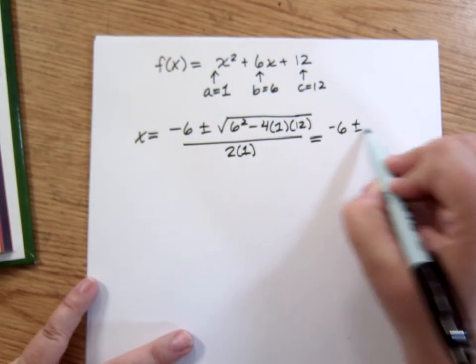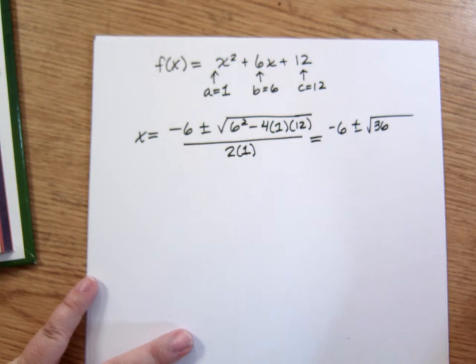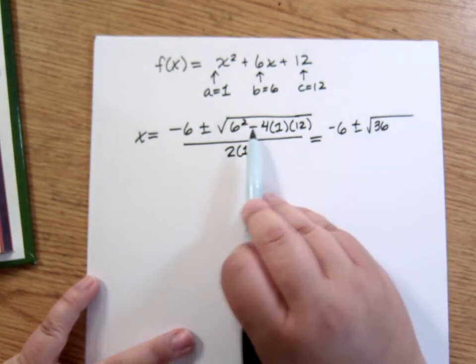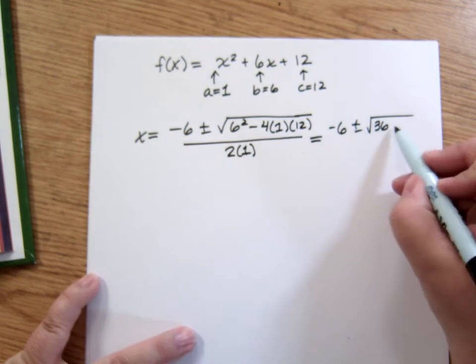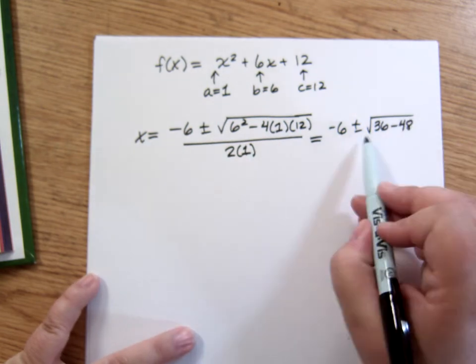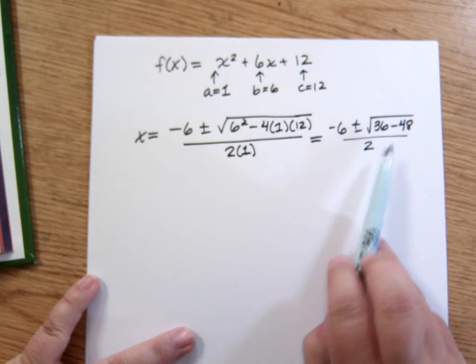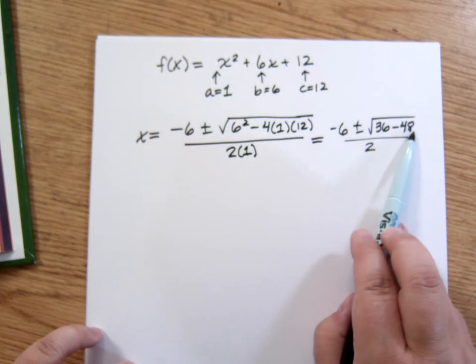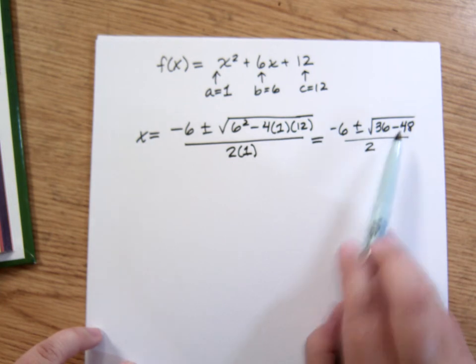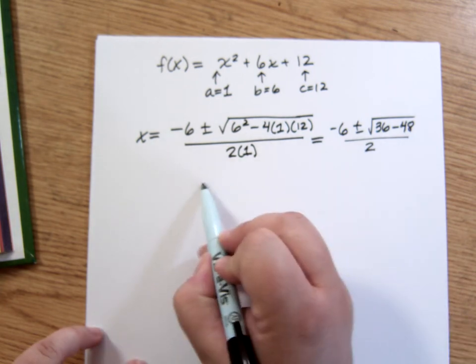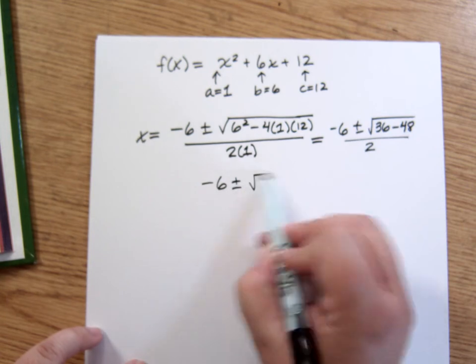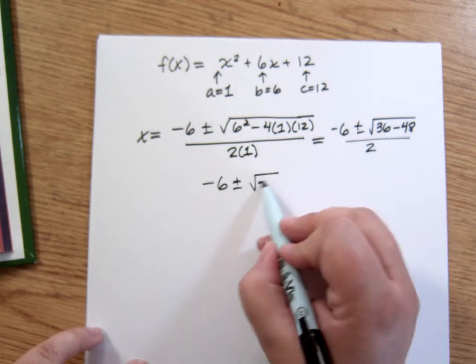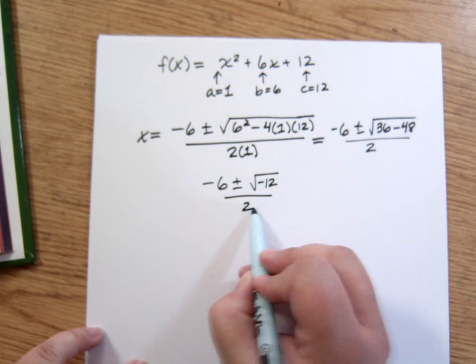-6 plus or minus 6 squared is 36. 4 times 12 is 48, and because there's only one minus, it's going to stay minus. So 36 minus 48. As soon as you see this, this is what tells me I'm going to have an i in my answer, because I take a number and I'm subtracting a number bigger than that. That means I'm going to get a negative, so my answer is going to have an i because a negative is under the radical. So this gives me -6 plus or minus the square root of 36 minus 48, which is -12, all over 2.